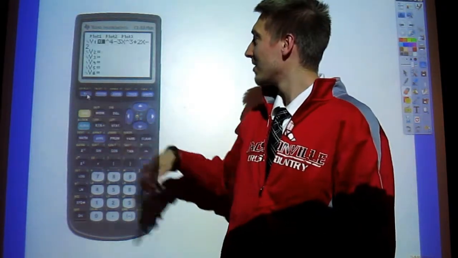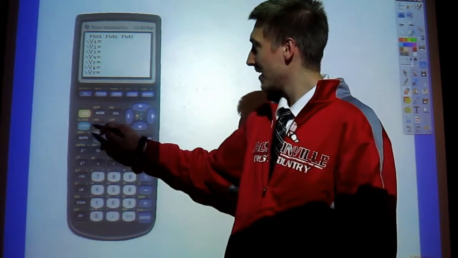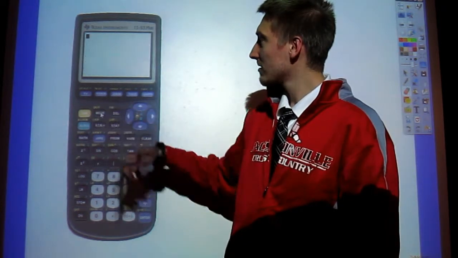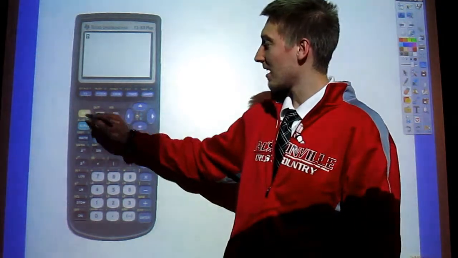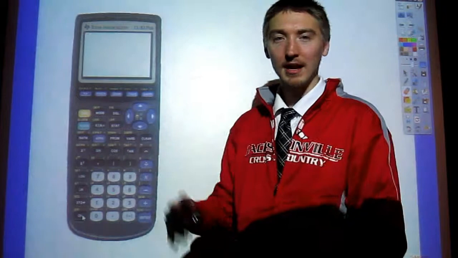We can always go back to the y equals menu, clear everything out so it's nice and neat and pretty, and then we can quit. So we're going to go second, quit. That should take us to our home screen, and then once we are there, we can power this guy off. So second, and then hit the on or off key, and that should be it.